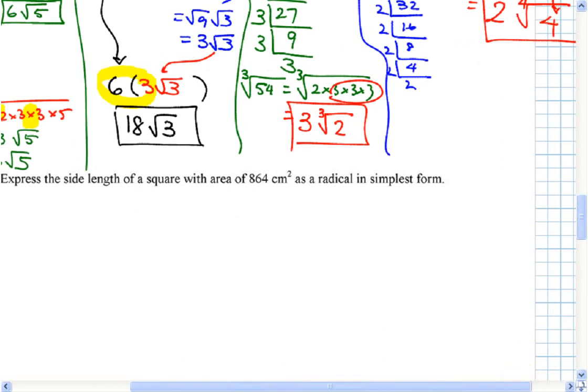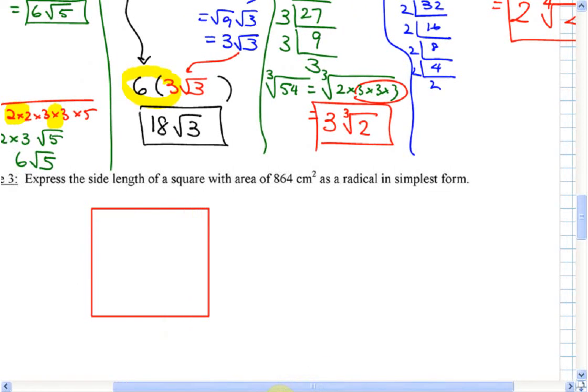Anyways, can you draw me a square, please? Yay, there's my square. It says express the side length of a square with an area of 864 centimeters as a radical in simplest form. So here's a side S. Because it's a square, the sides are always equal. And how do I find the area of a square? Area is equal to S times S, or just S squared.